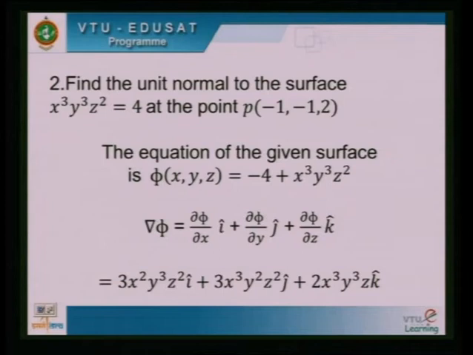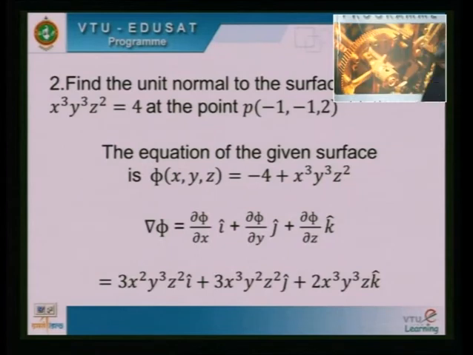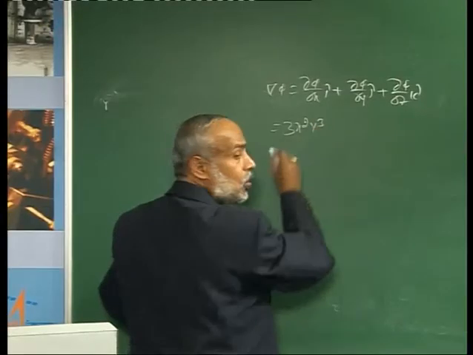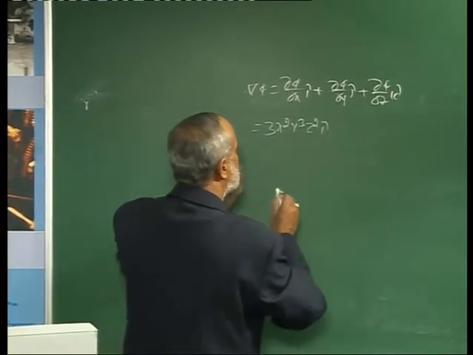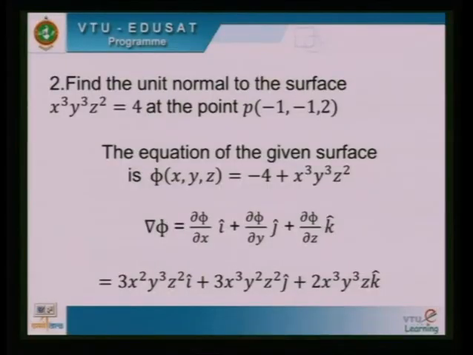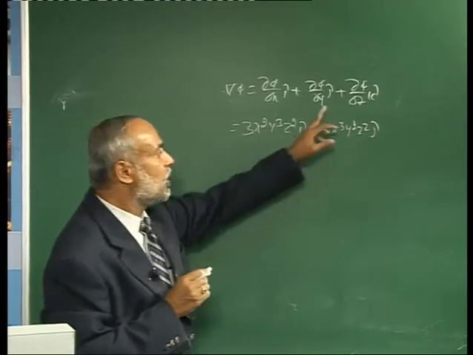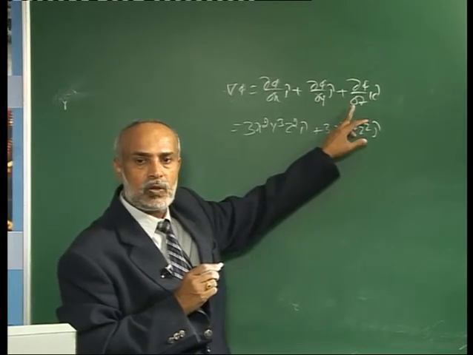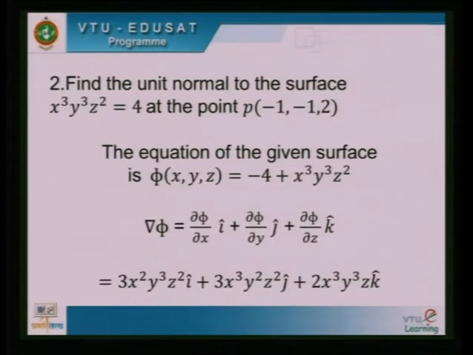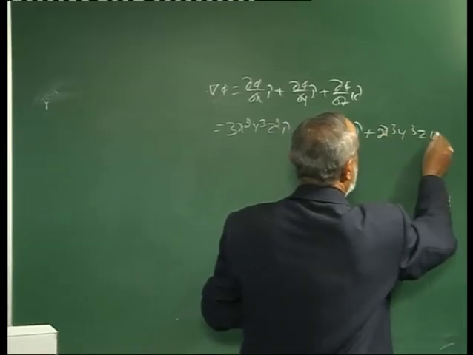Now you can find ∂phi/∂x. Differentiating partially with respect to x, y cube z square is constant, and the differentiation of x cube is 3x squared. So this is 3x squared y cube z square i cap, the first term. The second term, differentiating partially with respect to y, x cube and z square are constant, y cube differentiation is 3y squared, so 3x cube y squared z square j cap. Next, similarly, ∂phi/∂z, the third term: differentiating partially with respect to z, x cube y cube is as it is and z square differentiation is 2z, so 2x cube y cube z k cap.